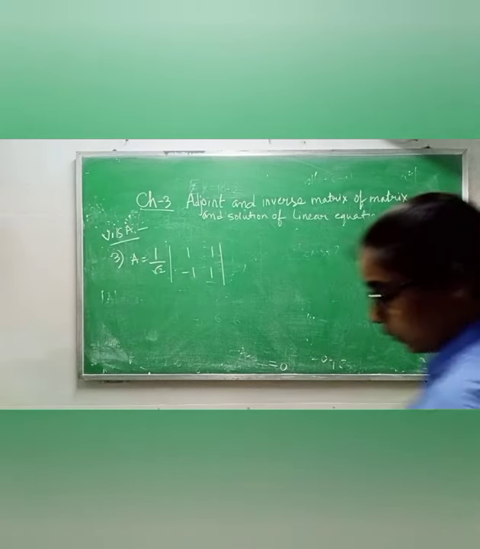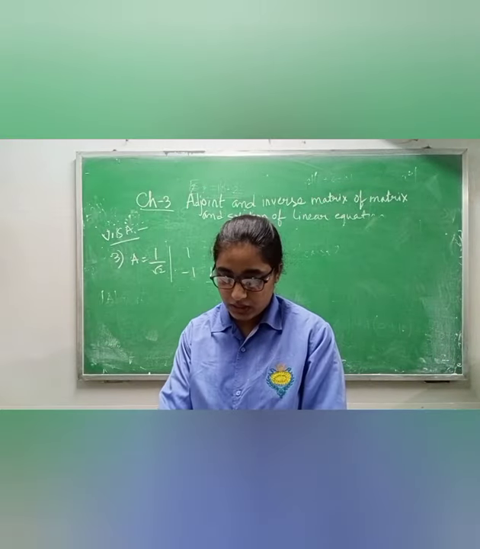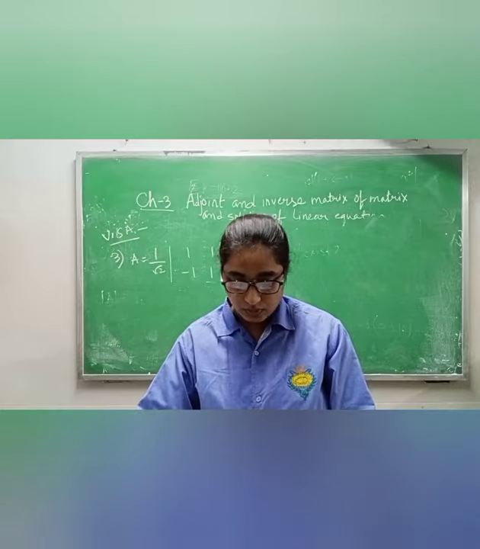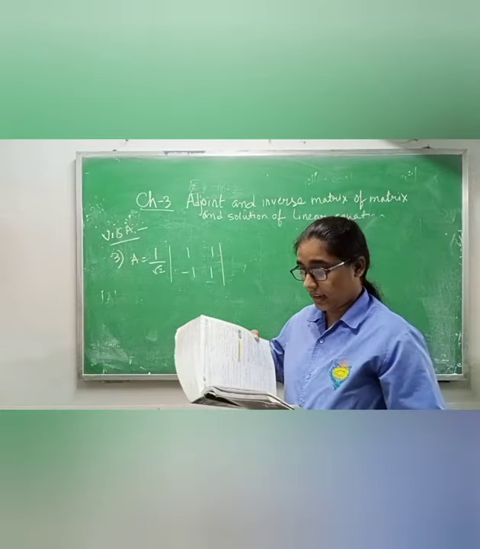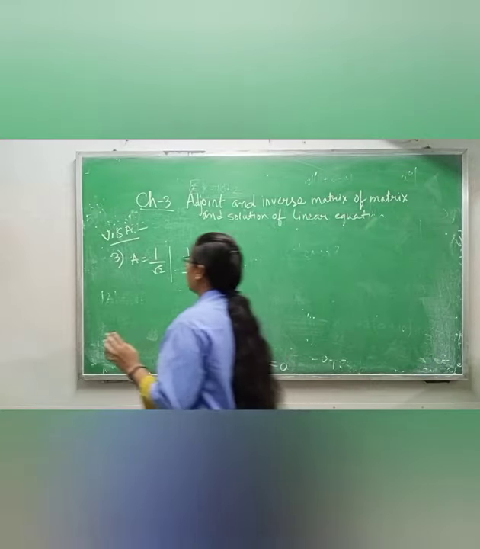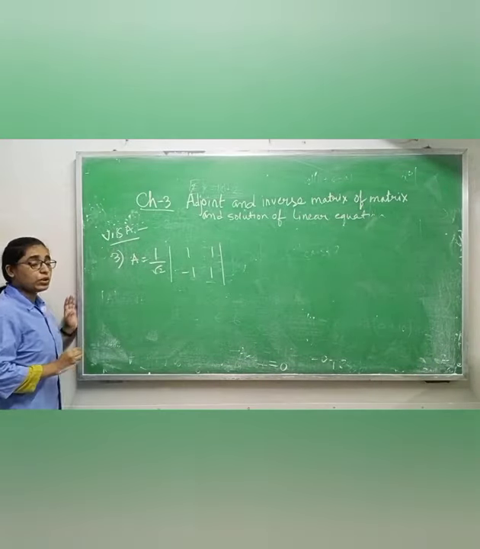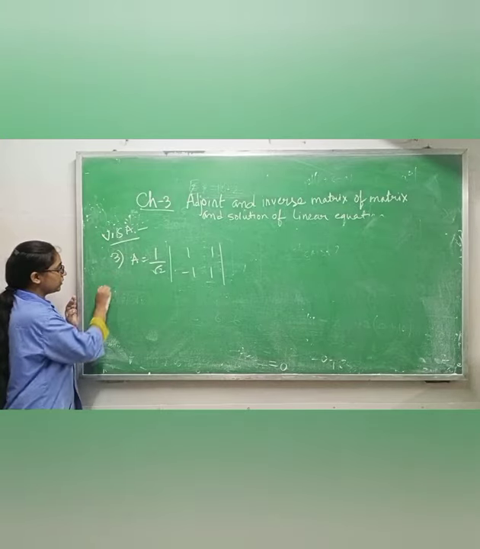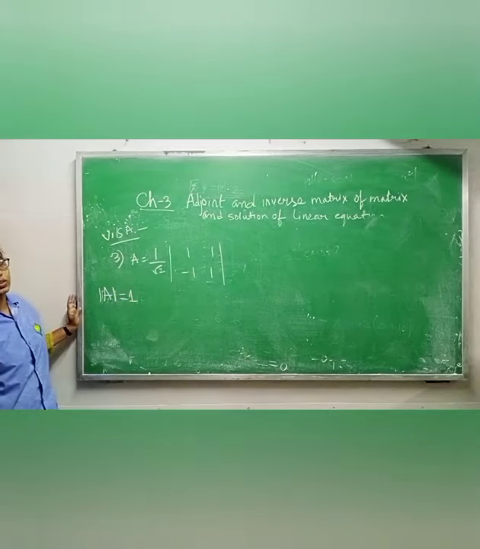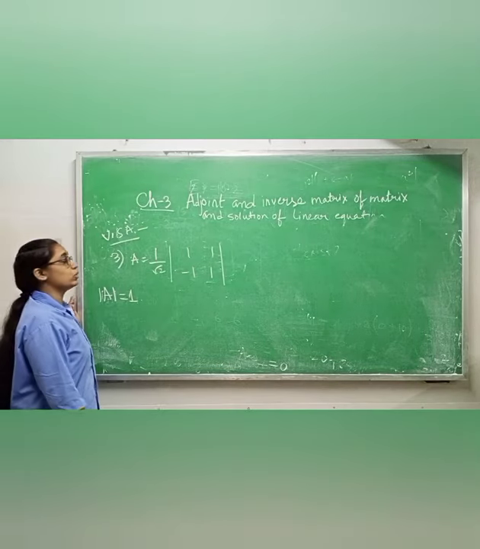Now class 12, see question, very short answer, question number 3. Show that A equals 1 by root 2 [1 1; -1 1] is a proper orthogonal matrix. Hence find A inverse. First they are telling to show that it is a proper orthogonal matrix. So what is the condition for proper orthogonal matrix? Determinant A equals 1. If determinant A equals 1, then we can say that it is a proper orthogonal matrix.